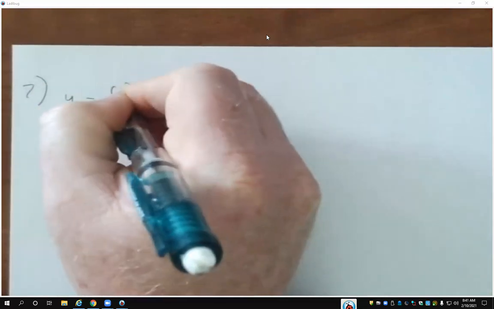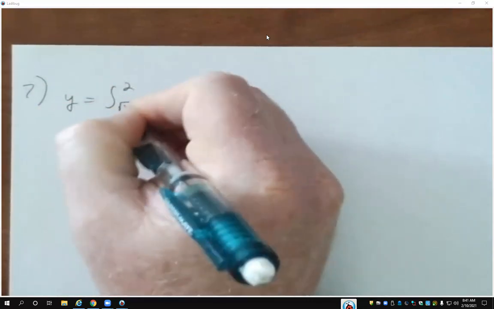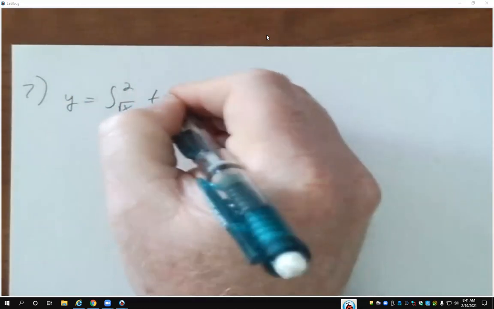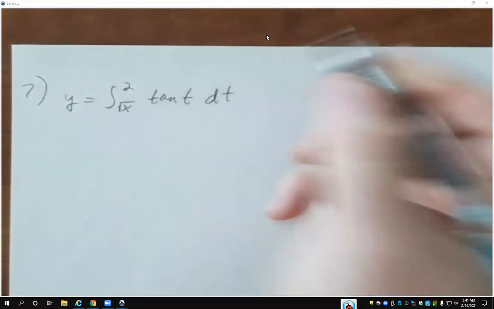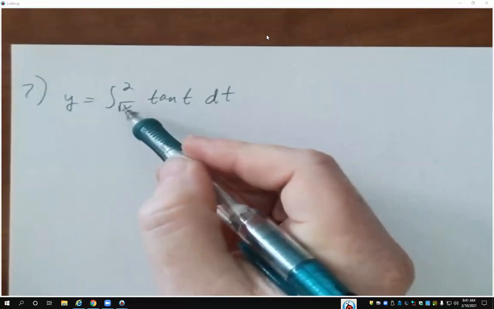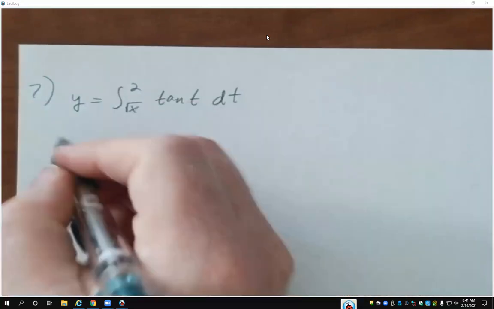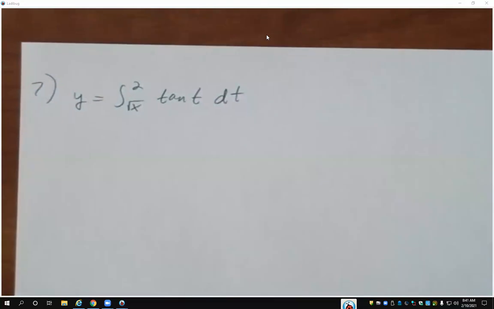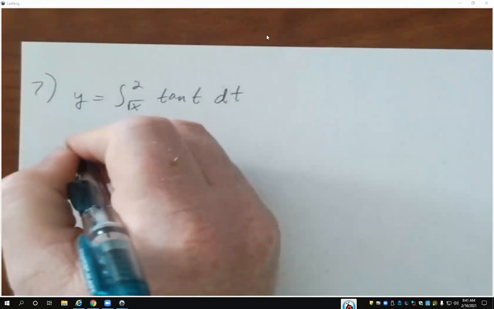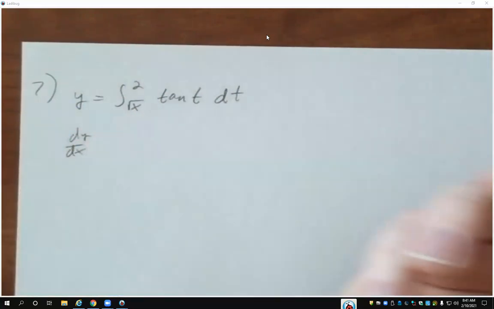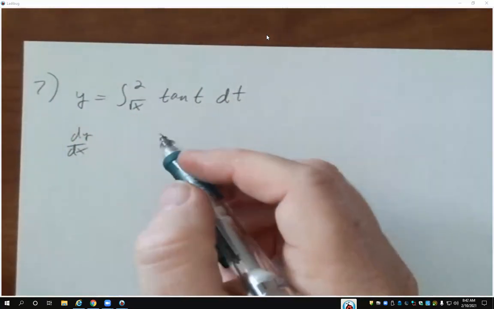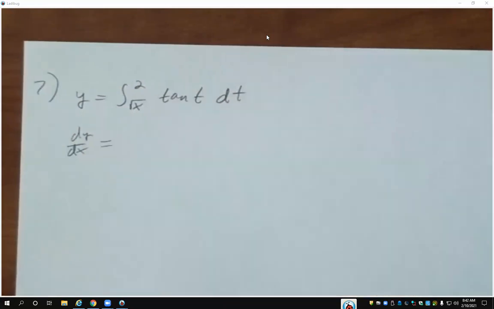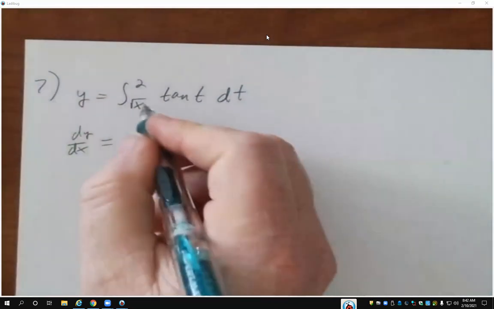Number 7 says y is equal to the integral from 2 radical x to 2 of tan t dt. Whenever the x is on the bottom, you're going to negate. So when we take the derivative of both sides, the derivative of y is dy/dx or y prime, however you want to write that. So we get dy/dx equals, we're going to negate, because x is on the bottom.